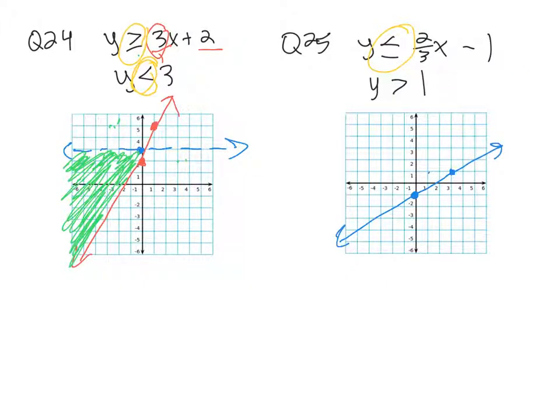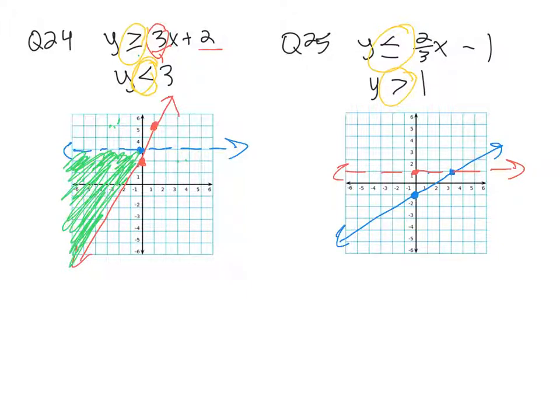And then for the other one, it's y is greater than 1. So right here is where y is 1. Since it does not have that or equal to sign, it is going to be another dashed line. So dashed across here. Again, nothing on that line is included.